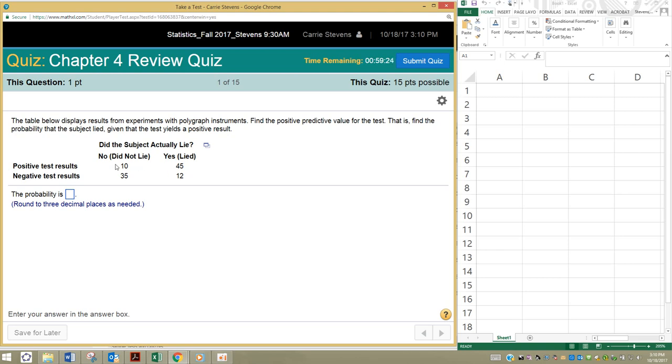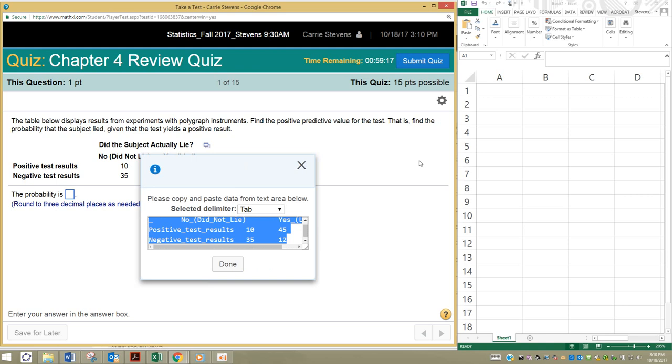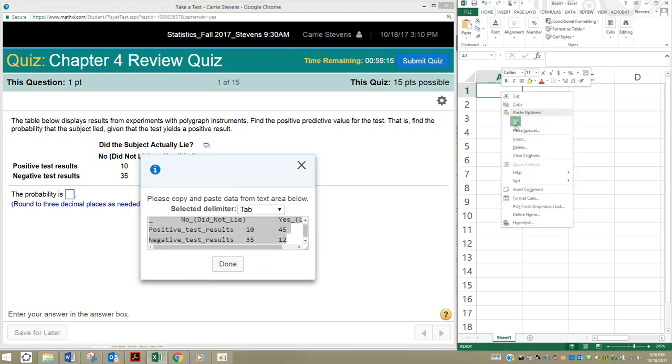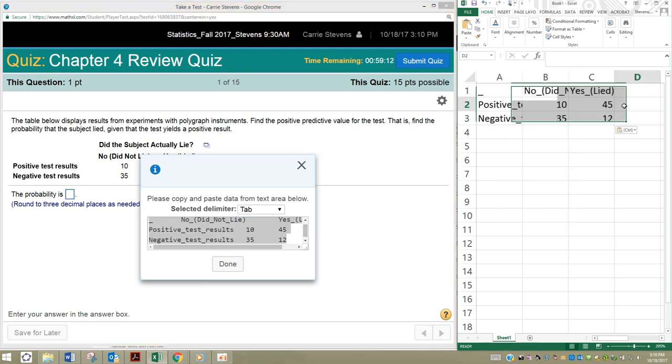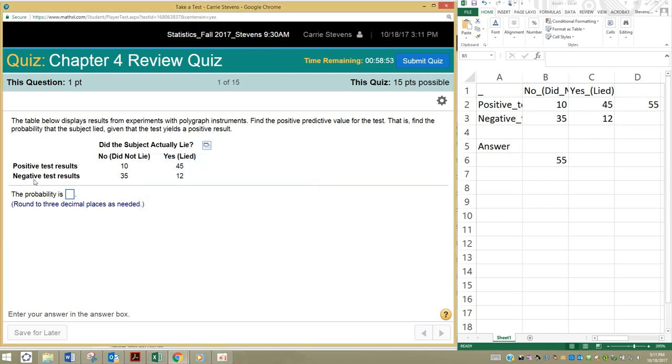So I know that my answer is going to be out of the total in that top row. And I'll go ahead and copy this and paste it over. And what I'm doing is I'm adding up the total right here, which I know you can do in your head easily, but that's what we're doing right there, 55. So my answer is going to be 55 in the denominator, and in the top, it says the person lied.